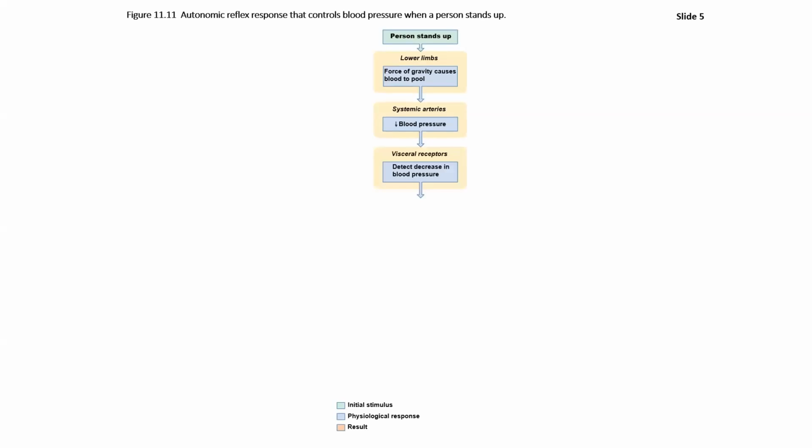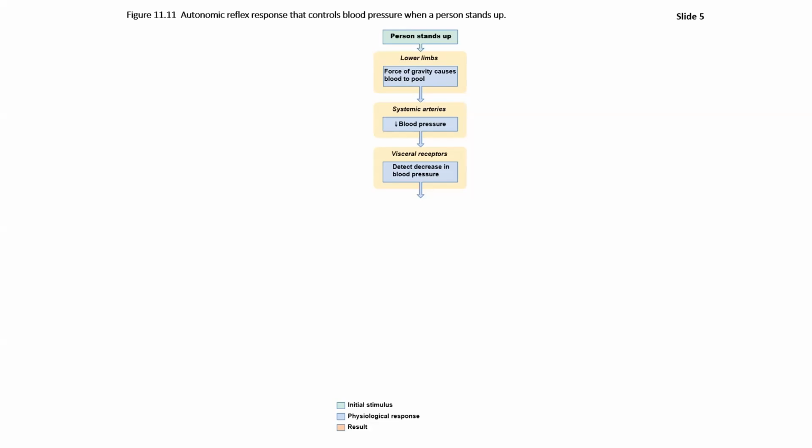Now, on our blood vessels in those other areas of the body, we have these visceral receptors. And these are always detecting any changes in pressure. And we call these baroreceptors because they're noticing the difference in stretch of these receptors.